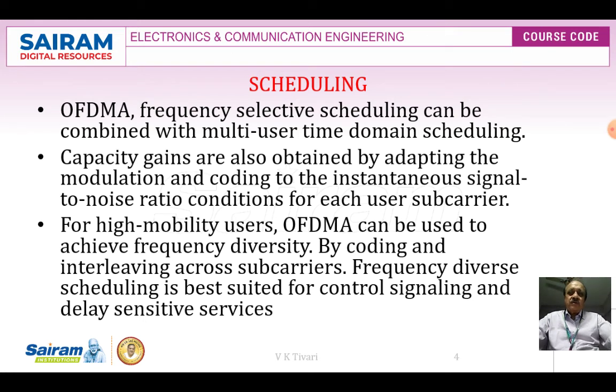For high mobility users, OFDMA can be used to achieve frequency diversity by coding and interleaving across subcarriers. Frequency diverse scheduling is best suited for control signaling and delay sensitive devices. If we talk about control signaling, you must know that the channel allocated for control signaling will be utilized here, and delay sensitive services will also use this particular OFDMA technology.